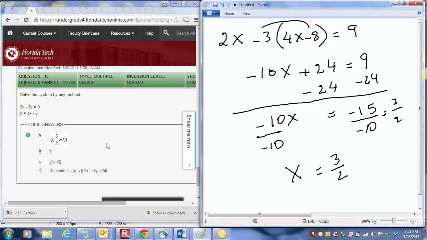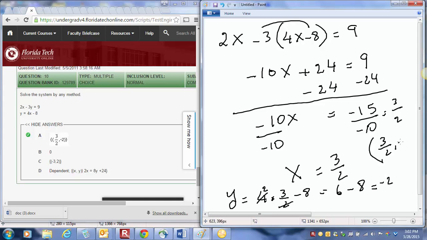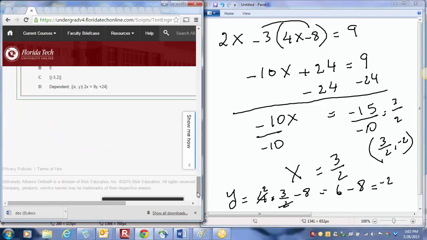So now we're going to look at the second equation. Let's find y. 4 times 3 halves minus 8. 2 and 4 cancel. 2 times 3, 6 minus 8, and that's negative 2. So the point would be 3 over 2, negative 2, and that would be A. Final answer. All right.